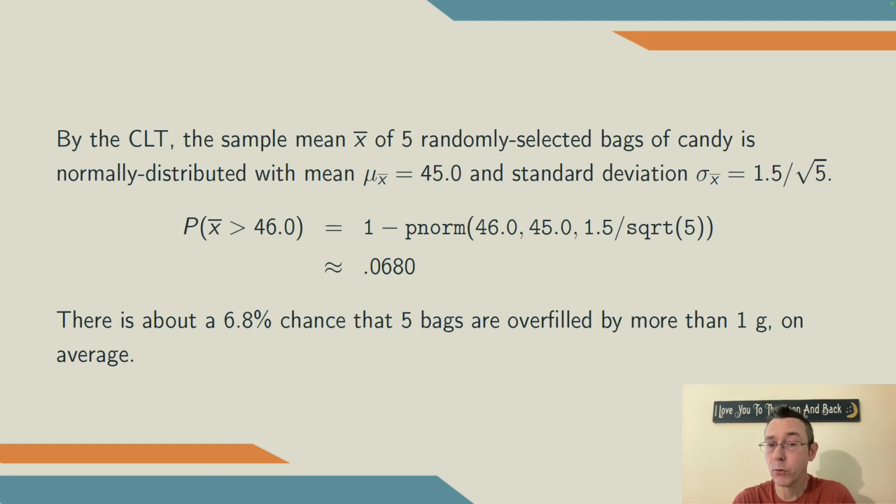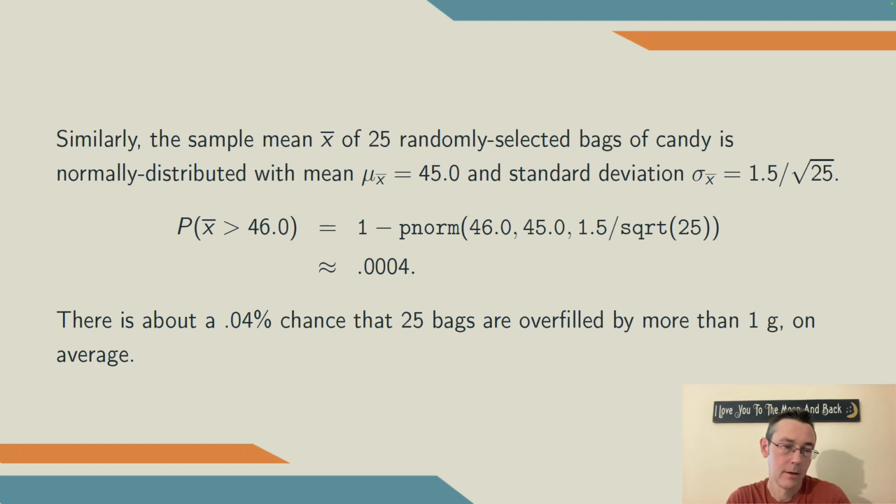Its mean is going to be 45 grams, and the standard deviation is going to be 1.5 divided by the square root of 5 grams. So the variance would be the square of that. Again, I'll do the probability of getting x bar greater than that by doing 1 minus the probability of getting one less than that. 1 minus p norm, 46, 45, 1.5 divided by the square root of 5. So it's about a 6.8% chance that when you get 5 bags, on average, they're overfilled by more than 1 gram.